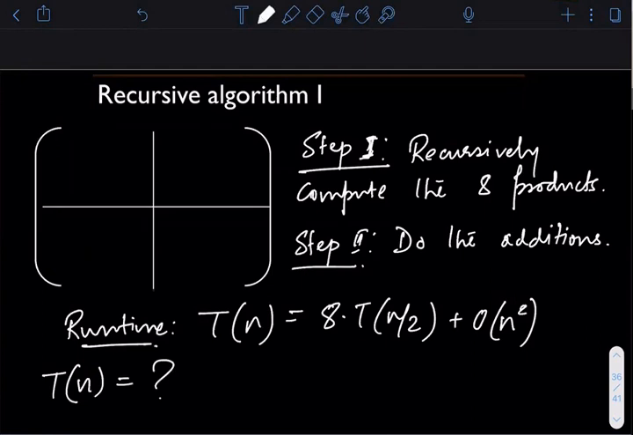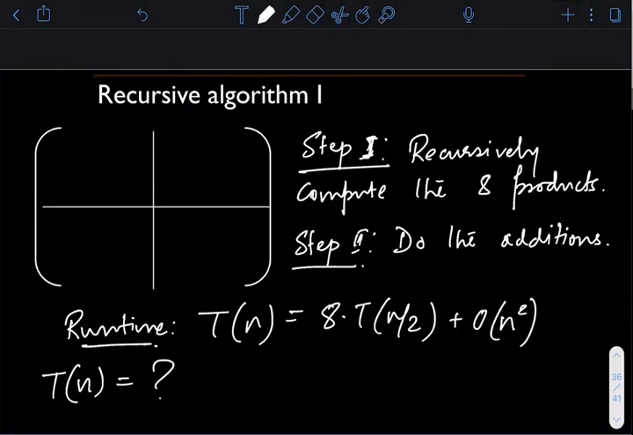So if this is my recurrence, okay, master theorem. Who can apply master theorem and tell me what the answer is? Good. So it's going to be n cube. Why is this going to be n cube? Which case of master theorem are we in?